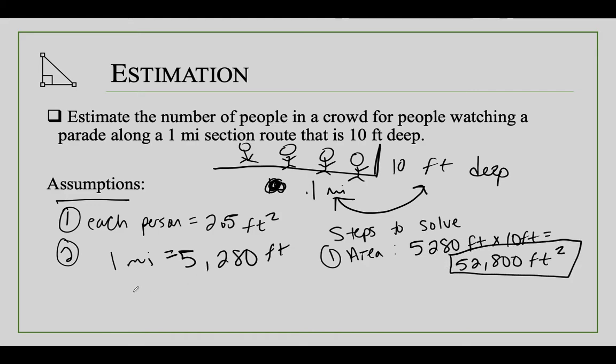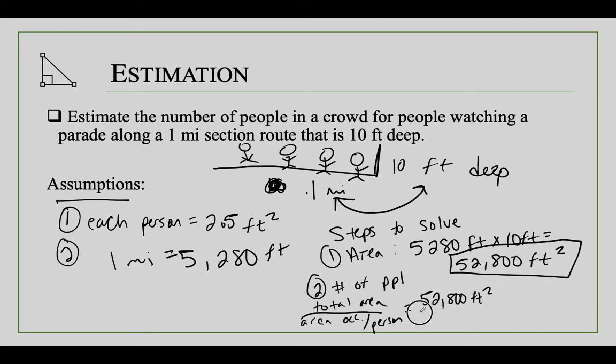And now the easy part, step 2, is just figuring out the number of people. Just like we did in our smaller example, I'm going to take my total area and divide it by the area occupied per person, which means I get 52,800 feet squared over 2.5 feet squared. You could try to estimate this. Here's the estimation. So I could take this down to 52,000.